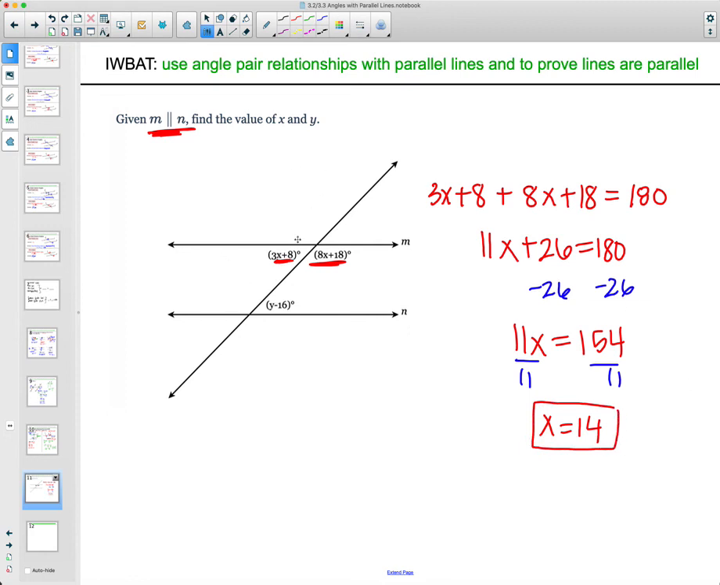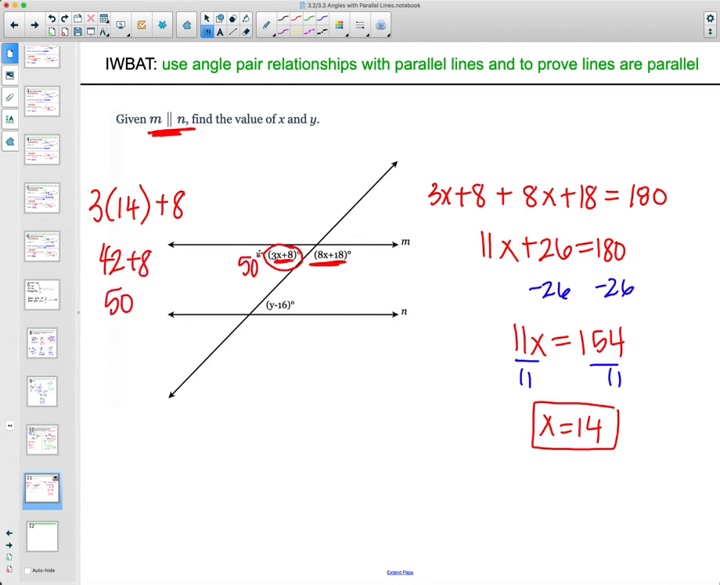Now you need to solve for y. So we're going to have to plug 14 back in to figure out how big these angles actually are so that we can find y. I'm going to plug it into this one because I know that alternate interior angles are equal to each other. You could plug it into the 8x plus 18 and use that same side interior or supplementary. I like to set things equal to each other more, so I'm going to put it in there. So I'm going to do 3 times 14 plus 8. So 3 times 14 is 42, plus 8 is 50.